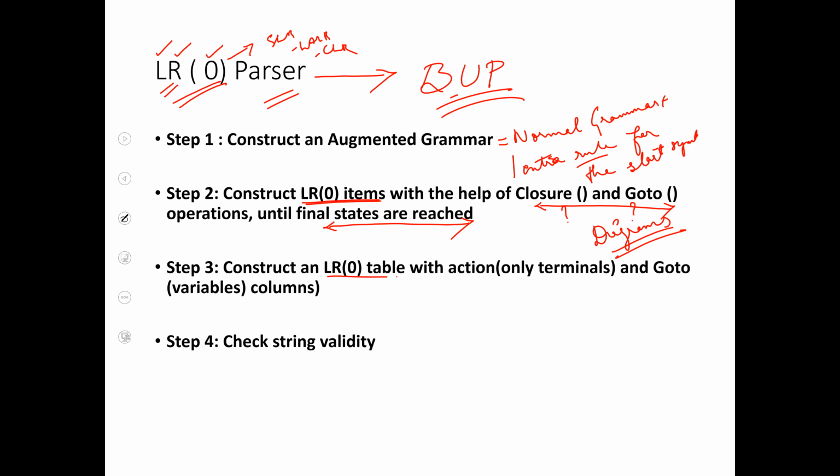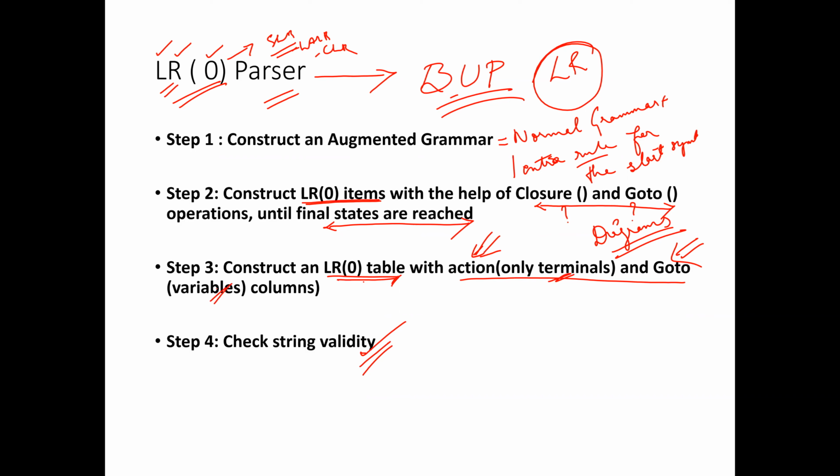And then you will be constructing an LR0 table. For LR0 parser, you will be making an LR0 table; for SLR parser, you will be making an SLR table, and so on. As I told you, the basic logic is the same for all the LR parsers, and at the end we will be checking the string validity. Now, one thing you need to keep in mind is that when you construct the LR0 table, you will have 2 things. One is called the action and one is called the goto. Action will have only terminals and goto will have only variables. You need not worry too much about that. When you construct it, you will find it to be very, very easy.